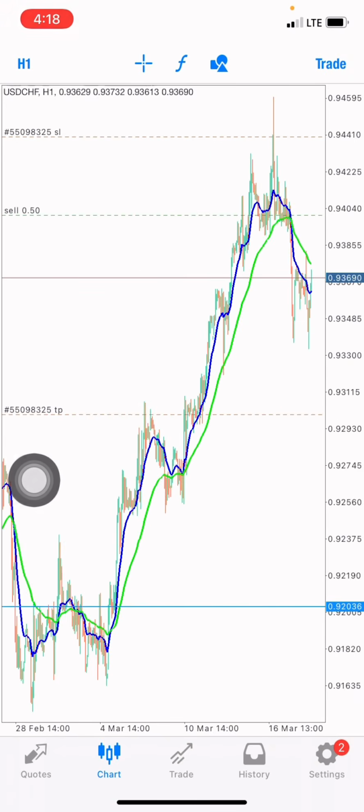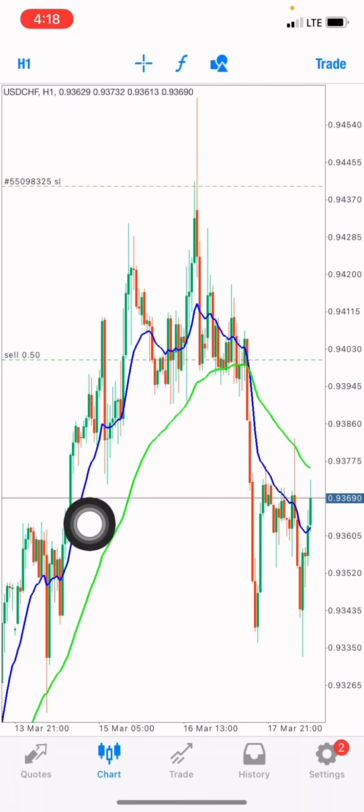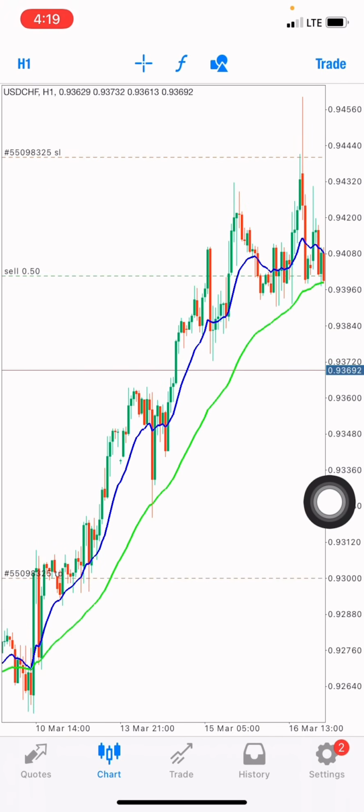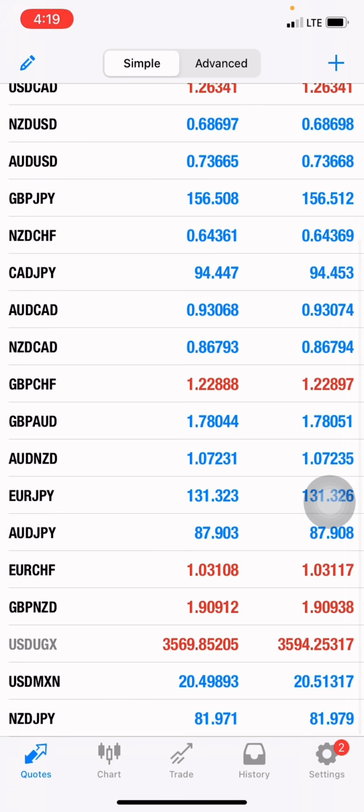Yeah, so I still believe this market will come to this supply zone here, then go back down, guys. So that's how we trade the moving averages, and that's how we apply it on our MT4 charts, guys.